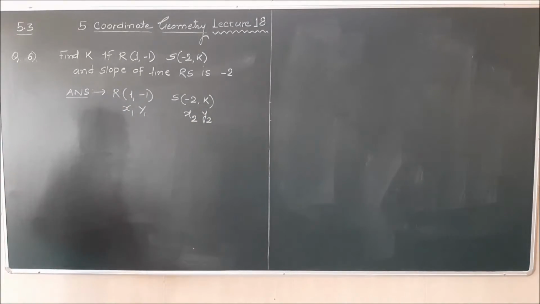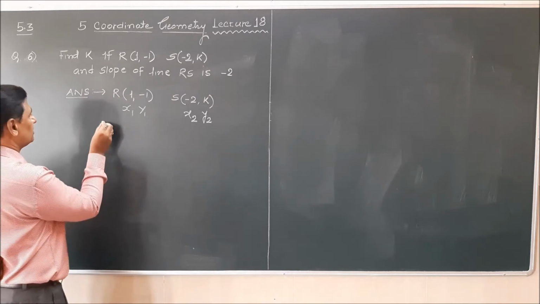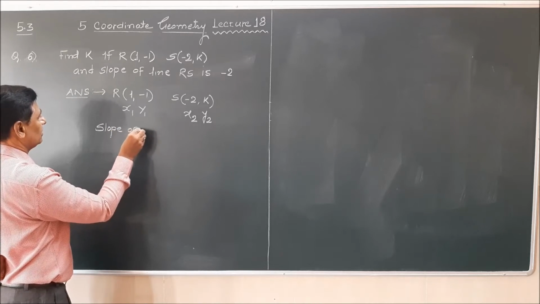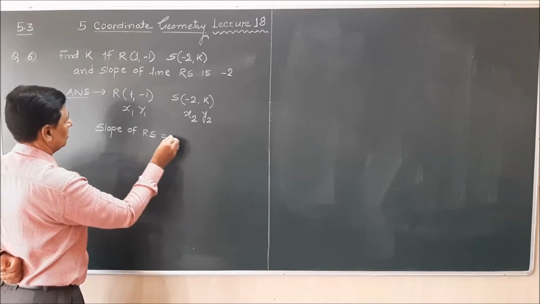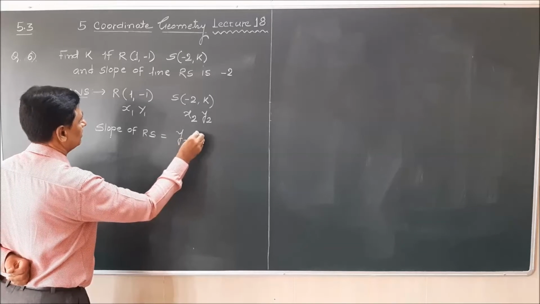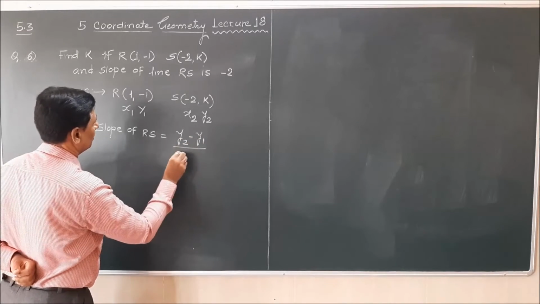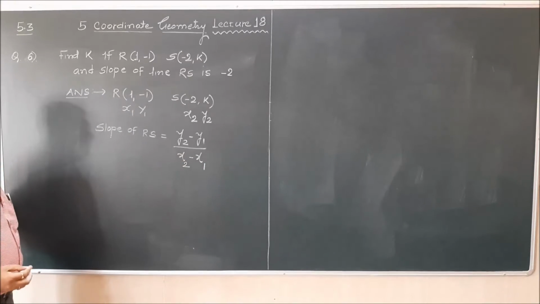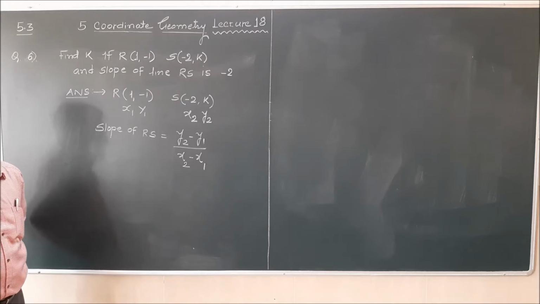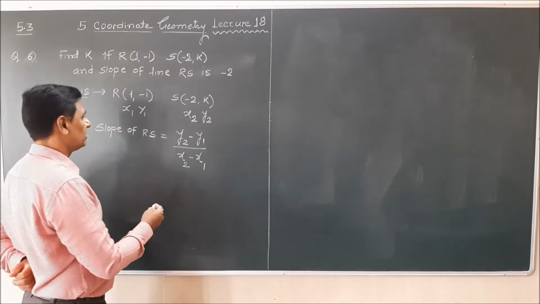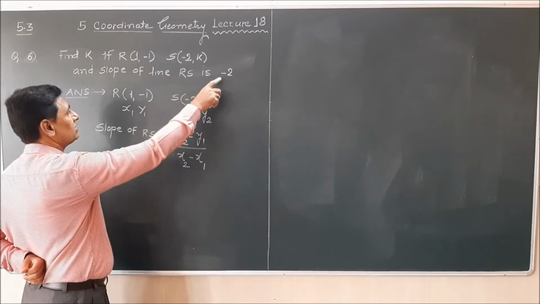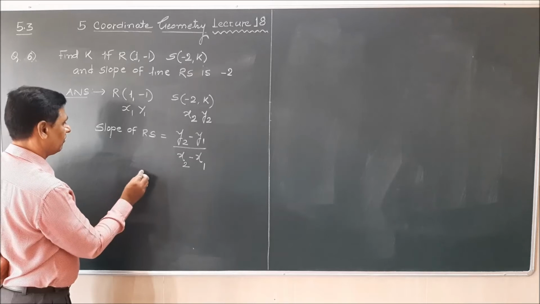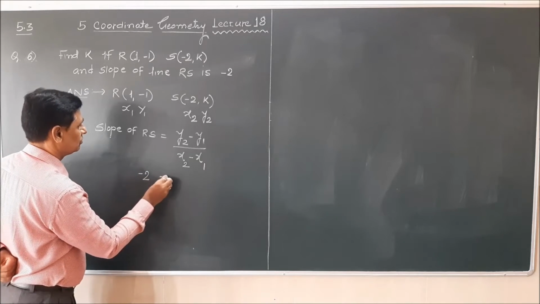Now slope is given as minus 2. So you can say slope of RS is equal to y2 minus y1 upon x2 minus x1. Now you will find slope of RS is given as minus 2. So we can substitute the value for slope of RS as minus 2.